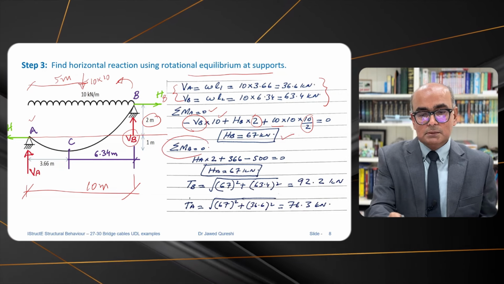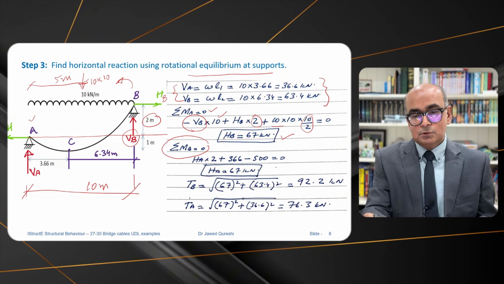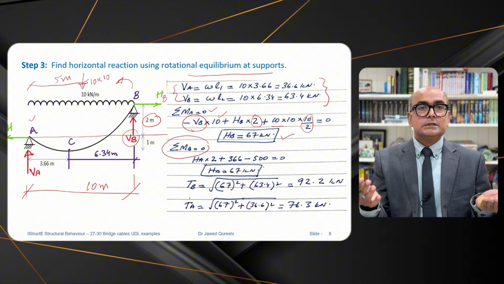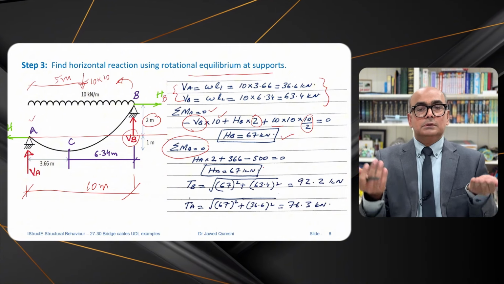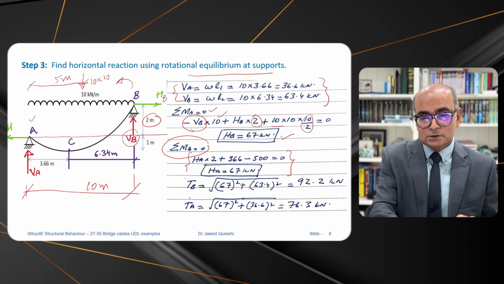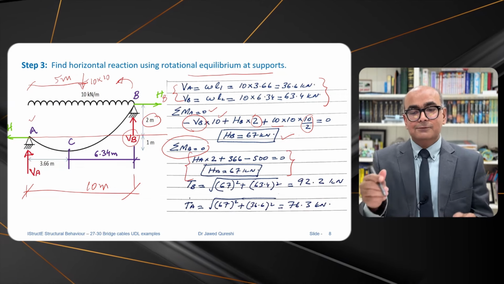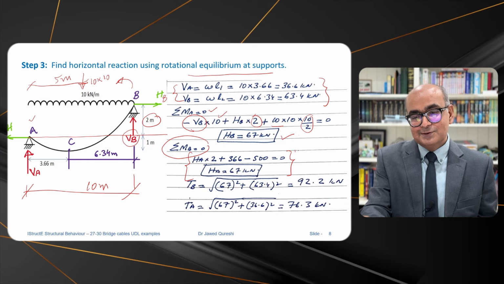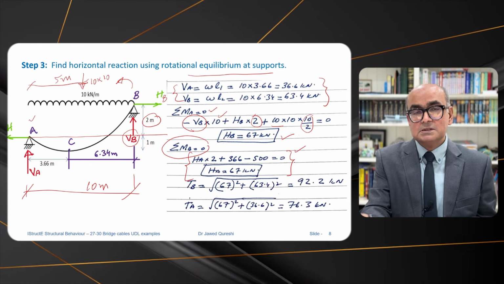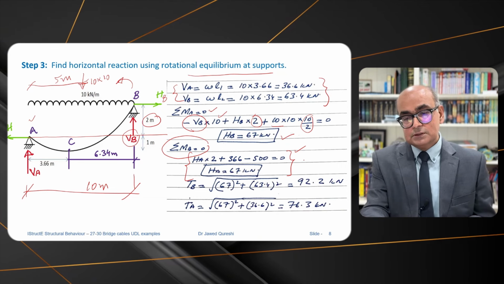Now we can say summation of moment at B is equal to 0 and find HA. But as you know, the horizontal reaction is the same throughout the cable, so there is no need for this step. This is just for checking whether it is right or not. So here HA is 67, HB is 67, but this is an extra step, so you don't actually have to do this.